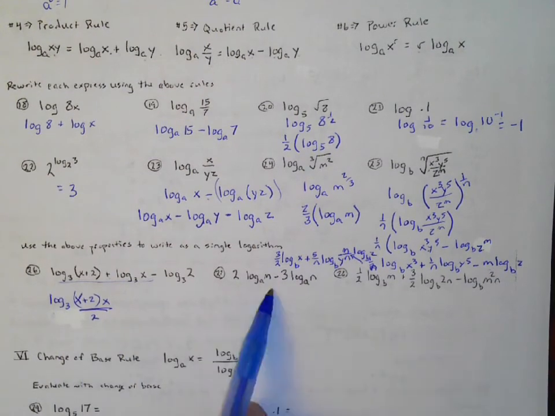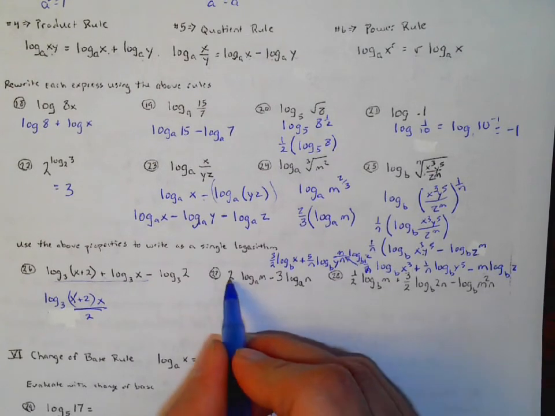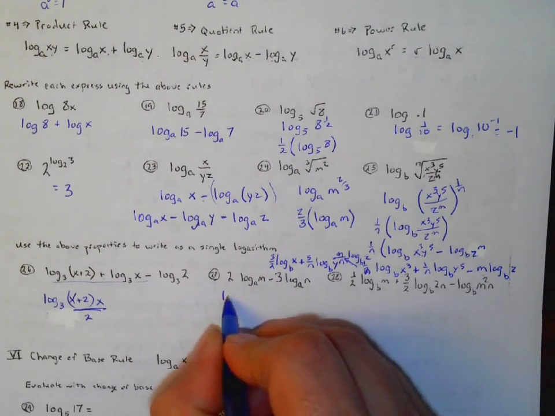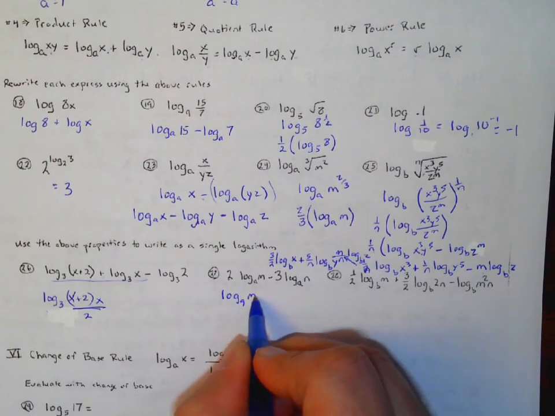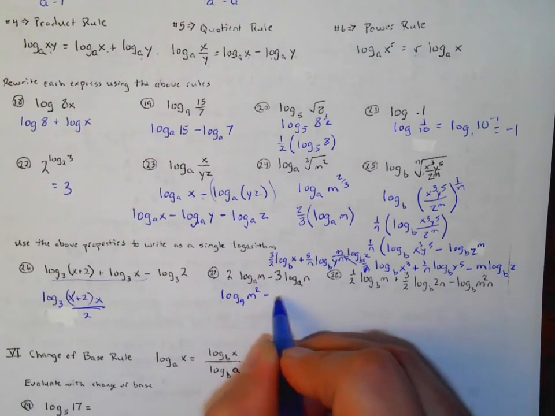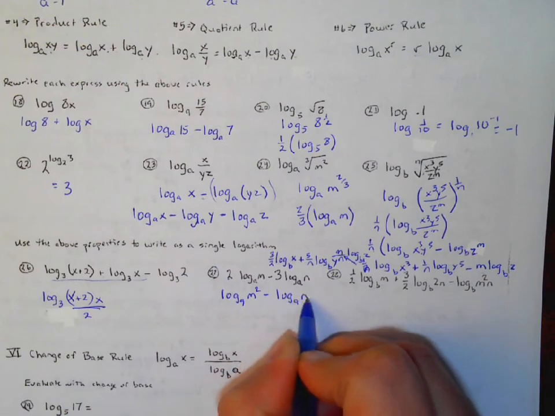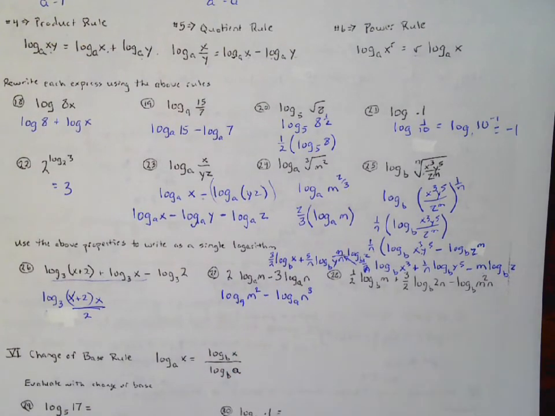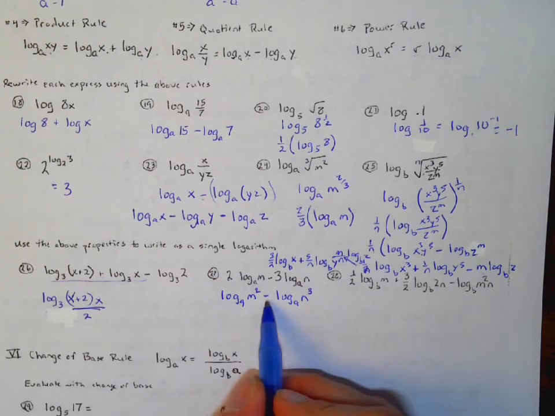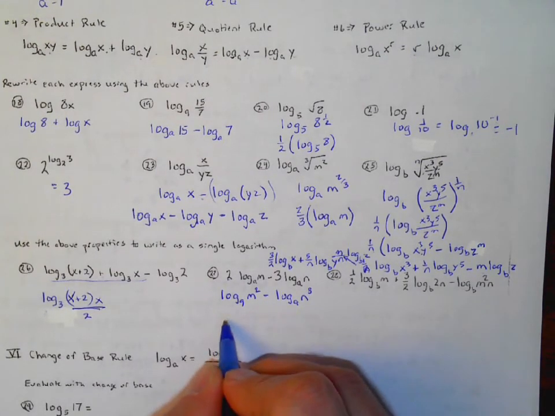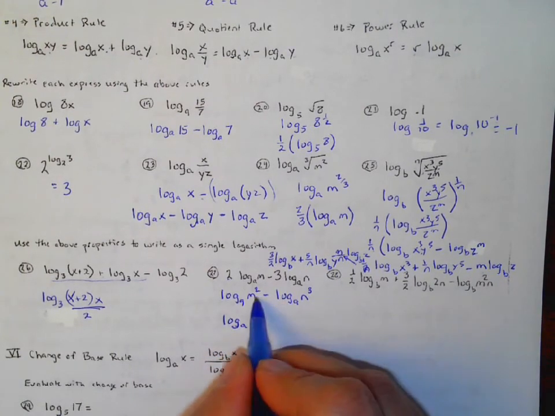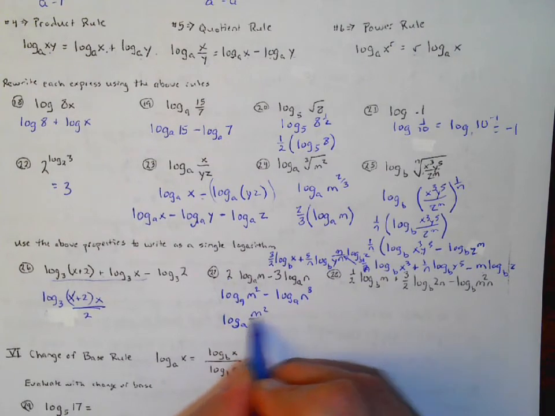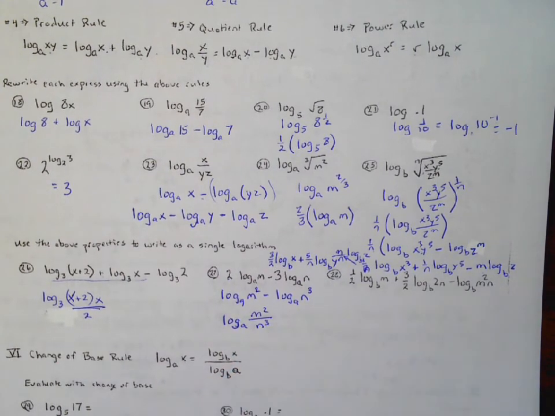Okay, number 2. The 2 out front I'm going to put up here using the power rule that we did. So this would be log base a of m squared minus log base a of n to the 3rd power. Okay, using the product rule, power rule. Now since it's subtraction, I can make it the quotient rule. So log base a of m squared divided by n to the 3rd.